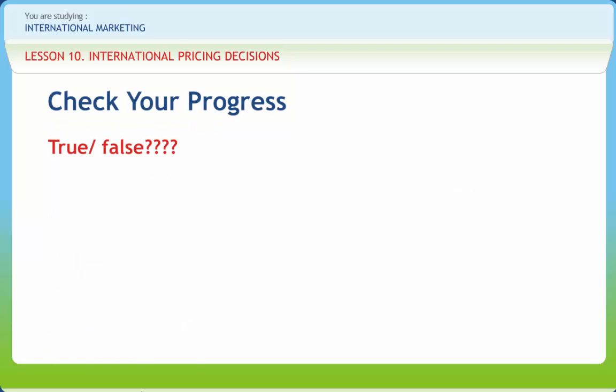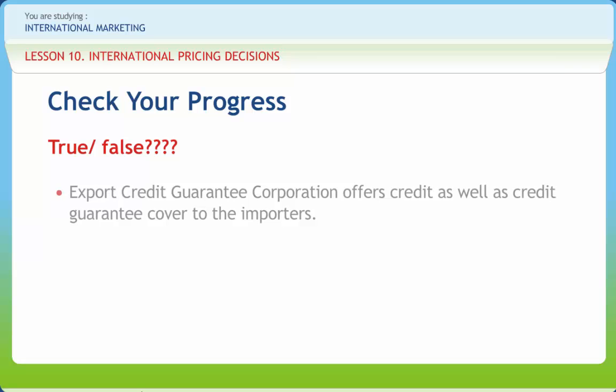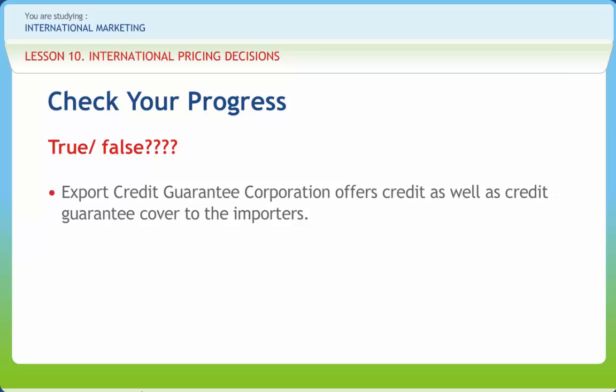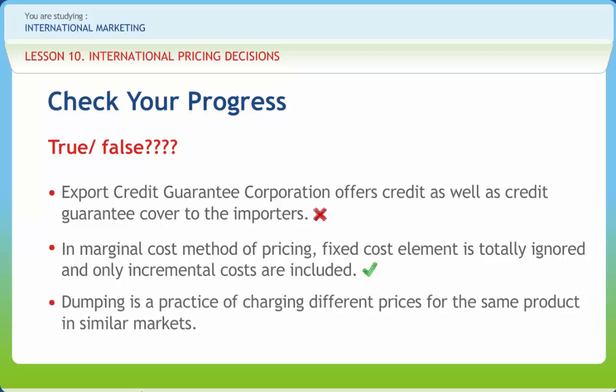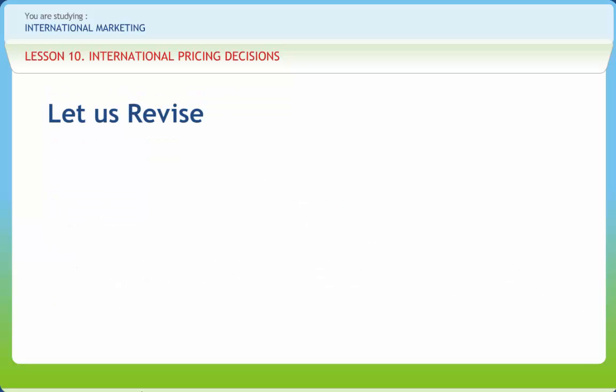Now let us check if we have understood the various concepts discussed in this lesson clearly. Export Credit Guarantee Corporation offers credit as well as credit guarantee cover to the importers. Right or wrong? Wrong. In marginal cost method of pricing, fixed cost element is totally ignored and only incremental costs are included. Right or wrong? Right. Dumping is a practice of charging different prices for the same product in similar markets. Right or wrong? Right.